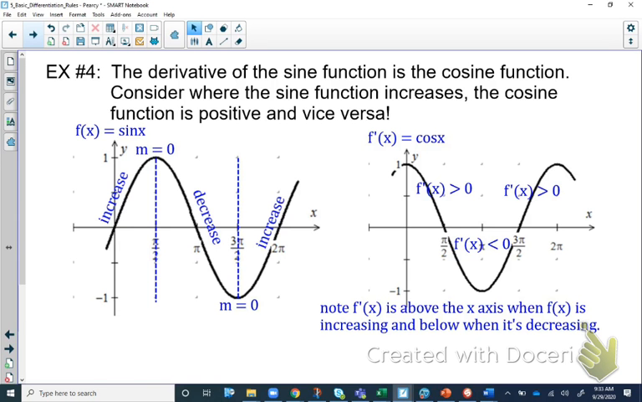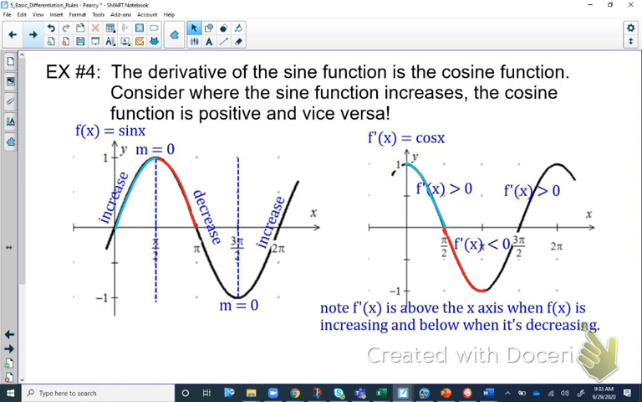So what they're showing you here is while the sine function is increasing from 0 to about half a pi, where that is increasing, the cosine, the derivative, is going to be above the x-axis. When the primary function, in this case sine, starts decreasing, well, its derivative is beneath the x-axis for the same interval.